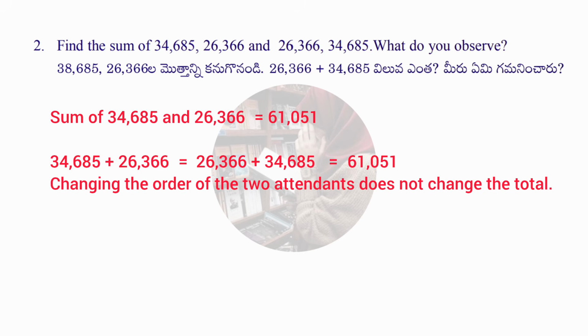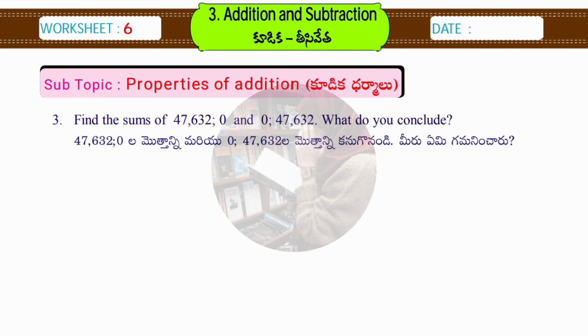Okay, one thing you have to remember, that addition of the same numbers by shifting or changing the order doesn't change the answer. That one you have to keep in mind. Understood? Now we'll move to the third question, which is find the sums of 47,632 with 0 and 0 with 47,632. What do you conclude? Here also the sum is the same.